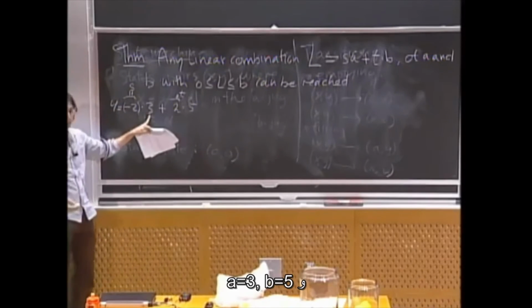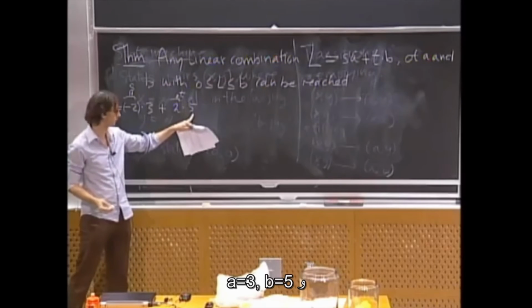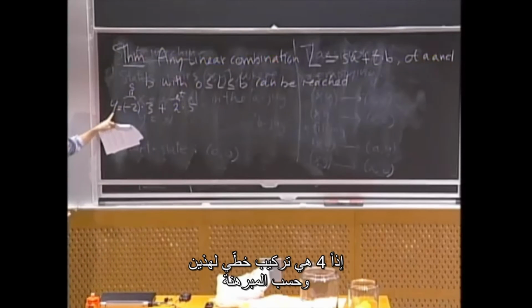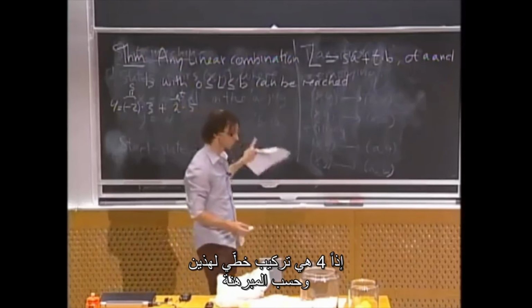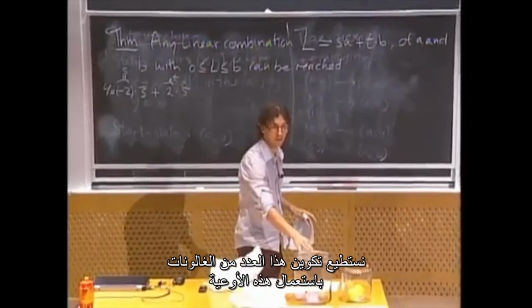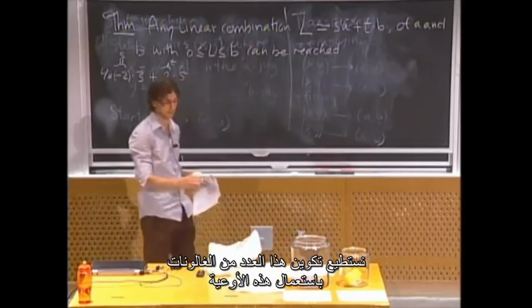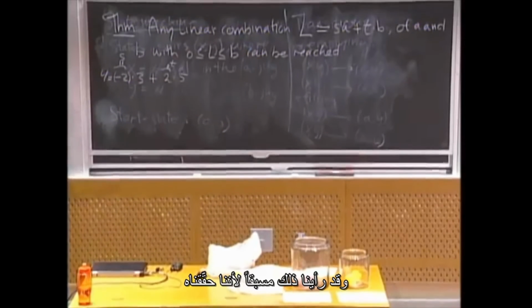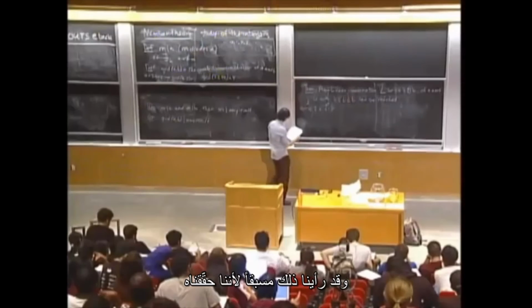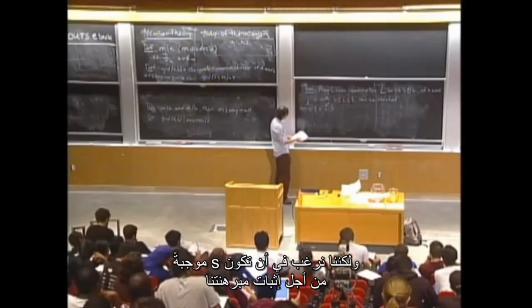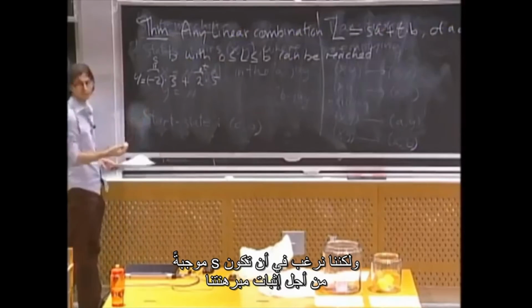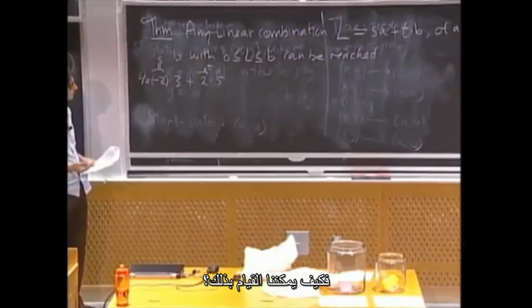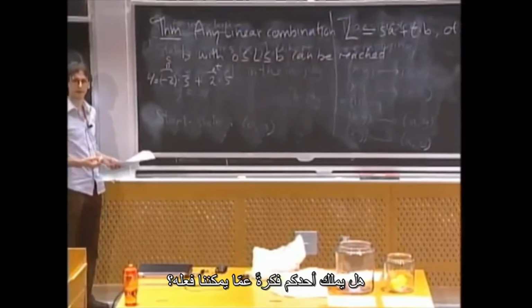And of course a is equal to 3, right? And b is equal to 5. So 4 is a linear combination of these two, and according to the theorem, we can create that number of gallons in this jug. And we already saw that because we did it. But for our theorem, in order to prove this, we really would like s to be positive. So how can we do that? Does anybody have an idea what we could do?